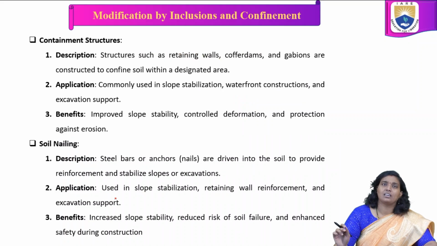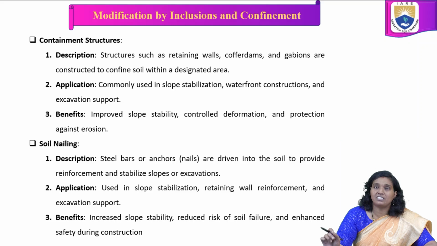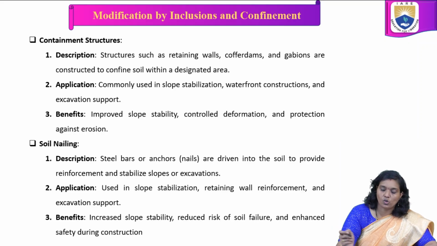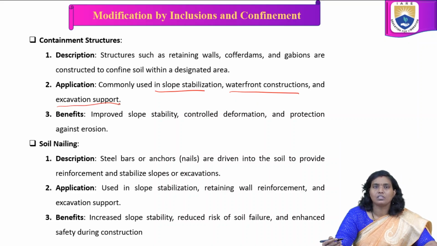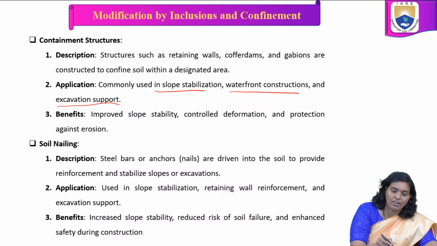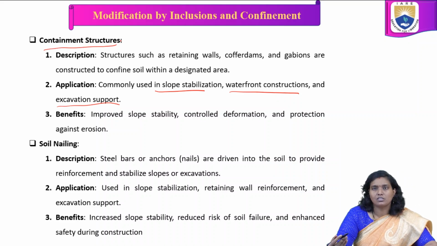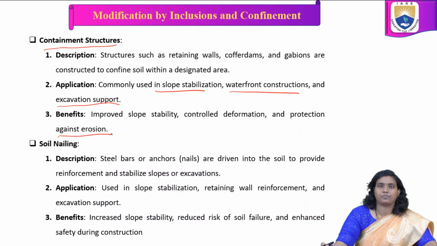The other type is containment structure. In this, structures such as retaining walls, coffer dams and gabions are constructed to confine soil within a designated area. This type of confinement structure is applied in soil stabilization, waterfront constructions and excavation support. Using this type of confinement structure, we improve the soil stability, control deformation and protect against erosion.